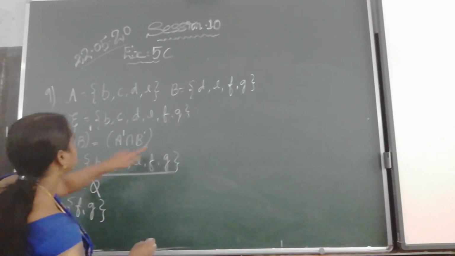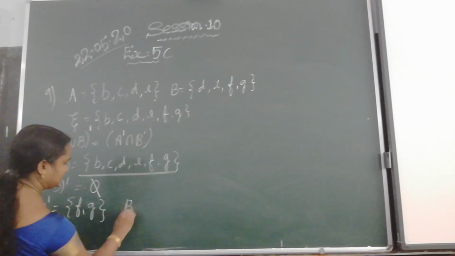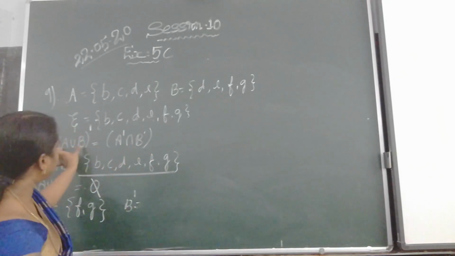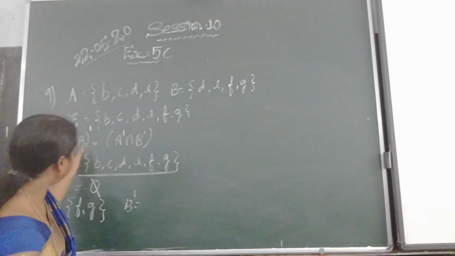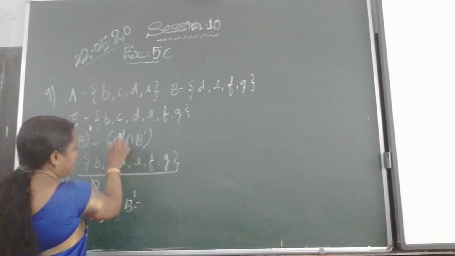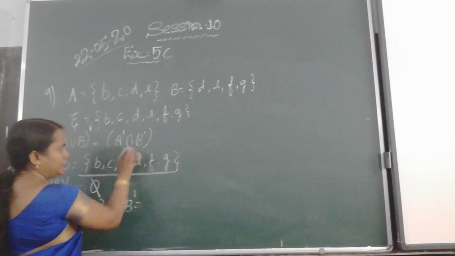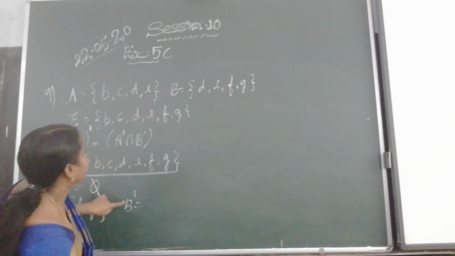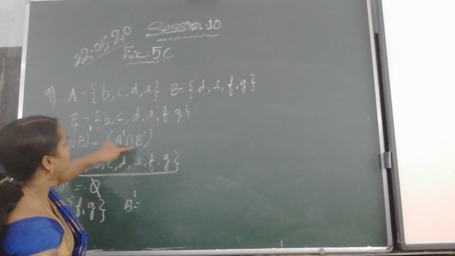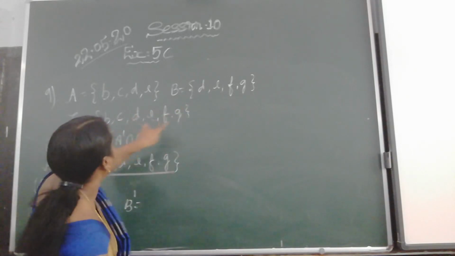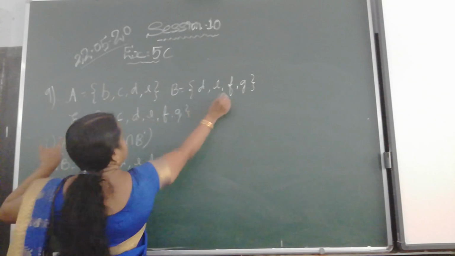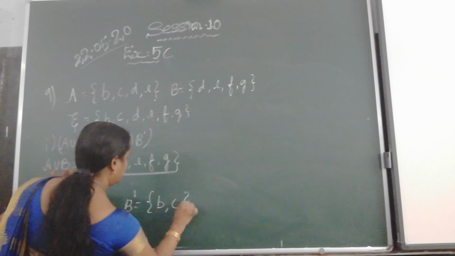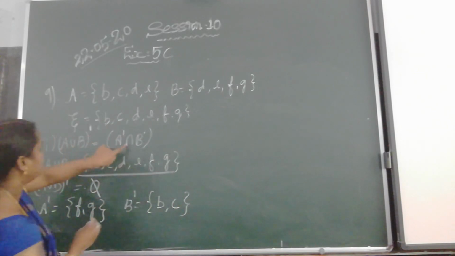Now we have to find B complement. Always, if the complement is outside the bracket, first we have to work inside the bracket, then afterwards take the complement. If it is separate, like this first term, then first take the complement, then B complement, then intersection. Don't get confused on that. Now A complement is completed. B complement means B and universal: D, E, F, G is there.